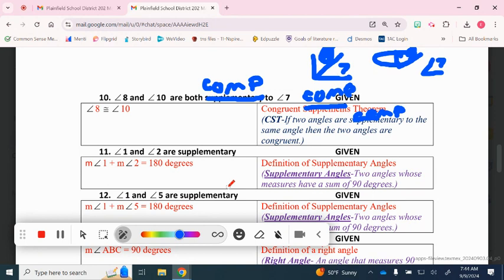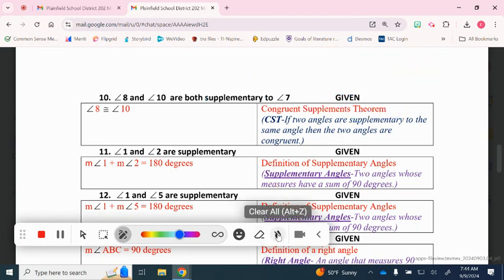All right, so there's one more thing I have to discuss with you guys, and the only reason I'm doing this is because you do have one problem on the test that is like this. But it's very easy, okay? Is anybody still writing this down? Okay, I am going to clear this, just know that that's complementary there.